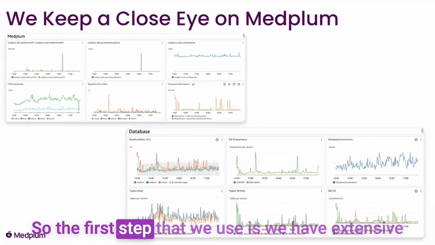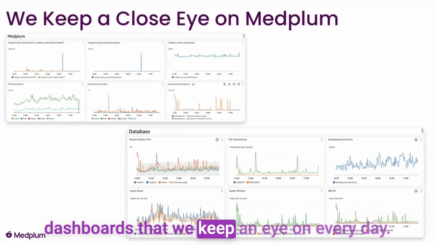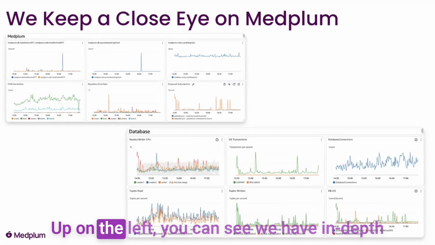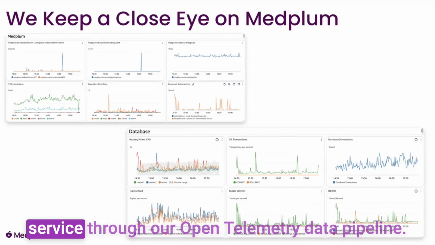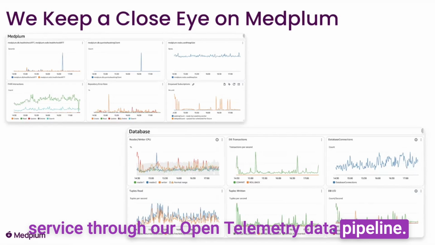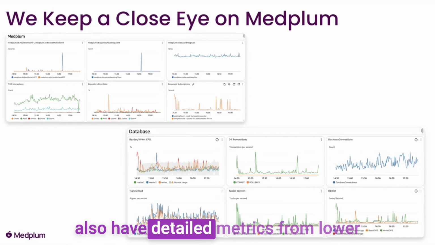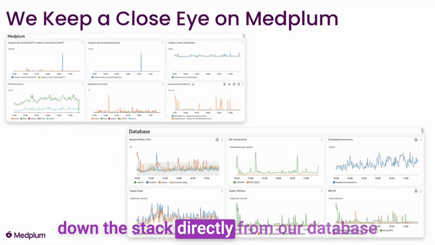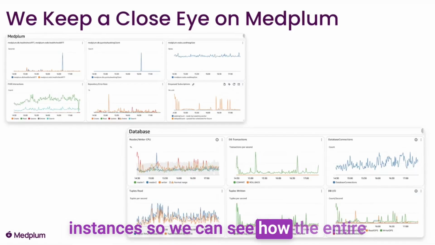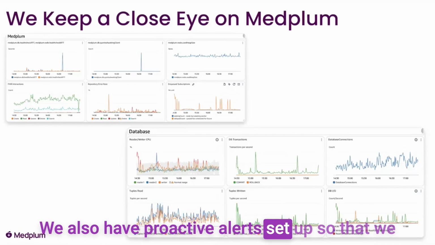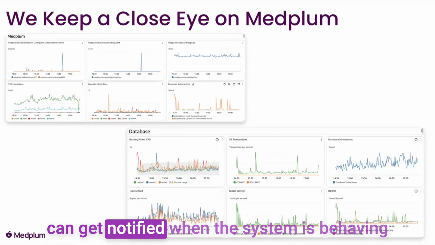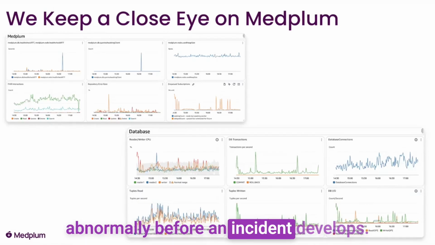So the first step that we use is we have extensive dashboards that we keep an eye on every day. Up on the left, you can see we have in-depth metrics reported directly from the Medplum service through our OpenTelemetry data pipeline. Then on the bottom right, you can see we also have detailed metrics from lower down the stack directly from our database instances. So we can see how the entire service is running from top to bottom. We also have proactive alerts set up so that we can get notified when the system is behaving abnormally before an incident develops.